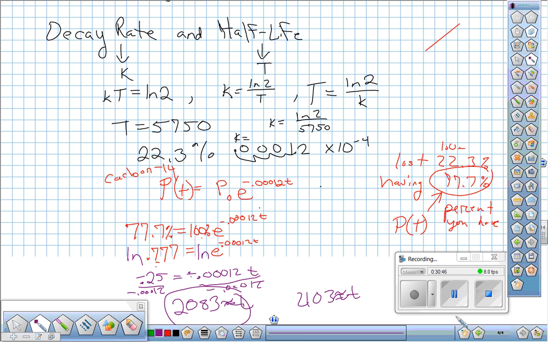But this should be basically everything you will be able to do in the next problem or in the next section. So remember that you can use this formula for anything that says carbon-14.